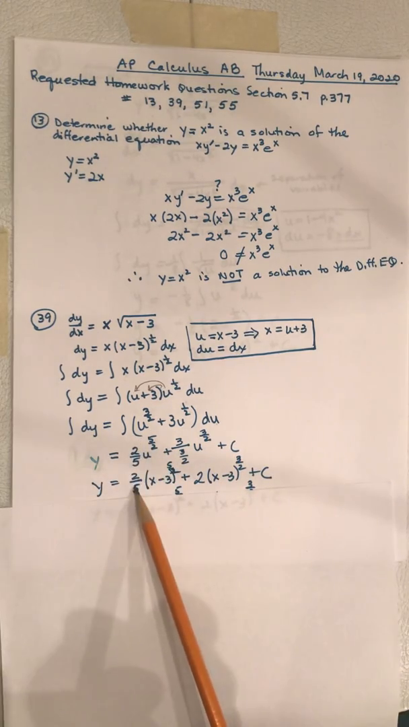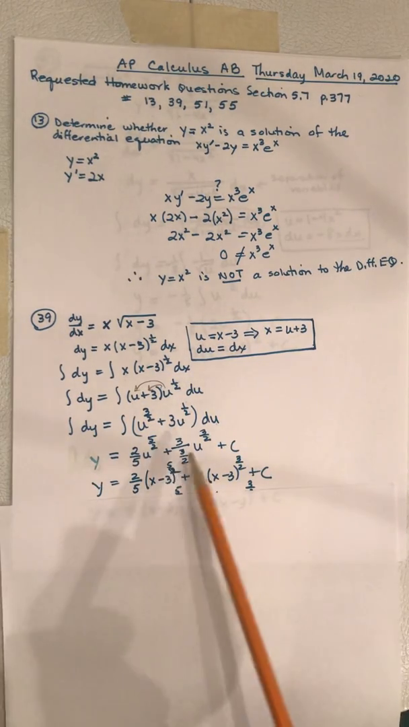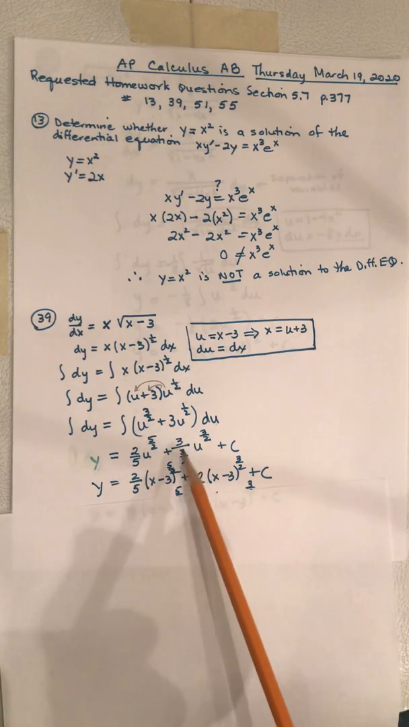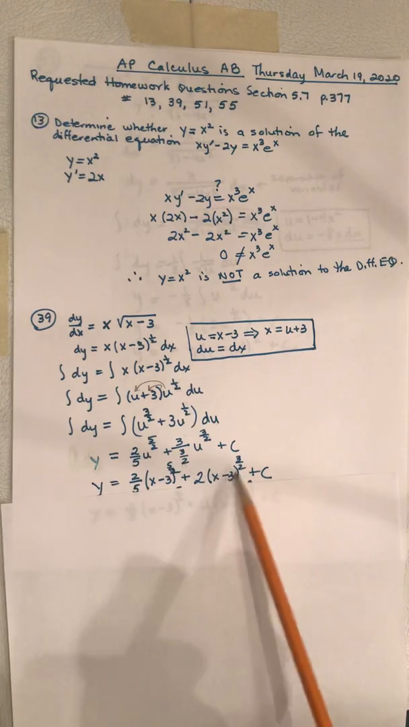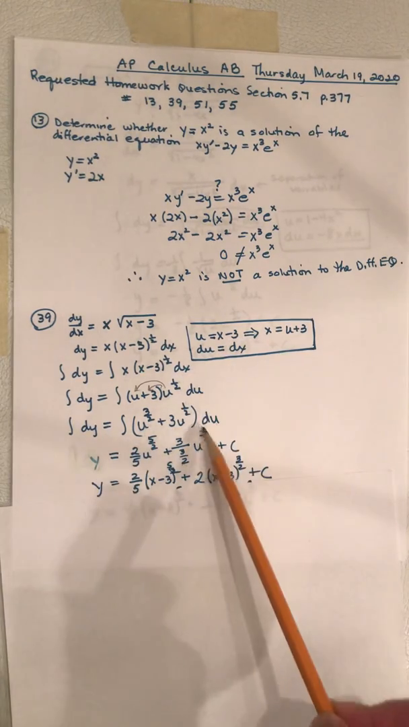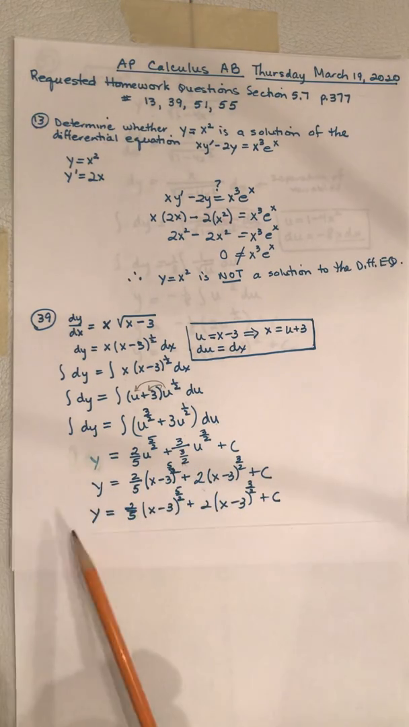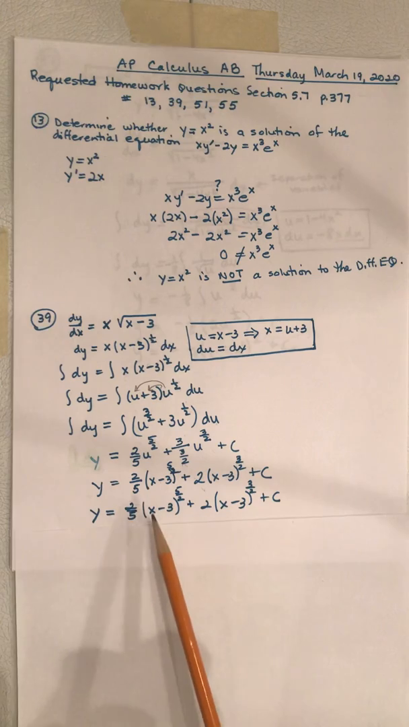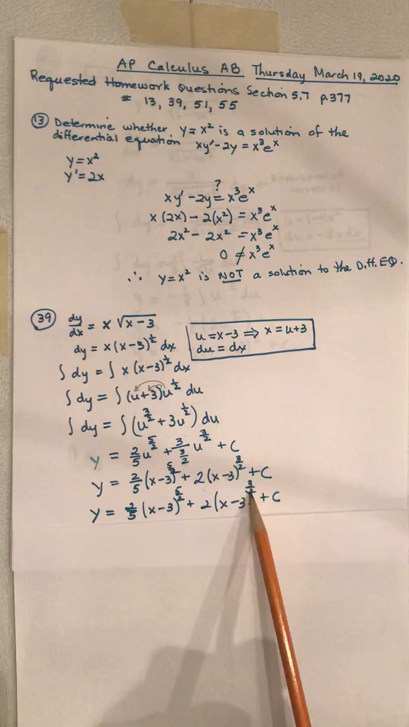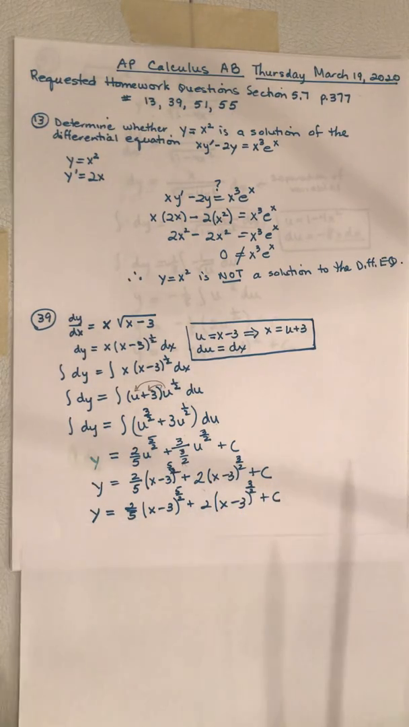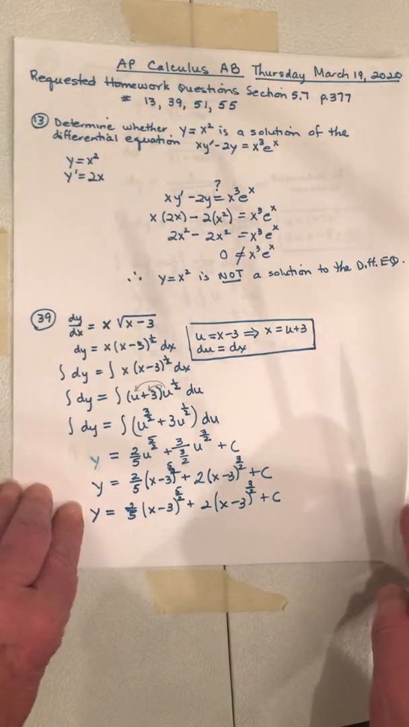We got 2/5. Our u is x minus 3. Our exponent is 5/2. 3 divided by 3/2 is the same as 3 times 2/3, which will give us 2. And our u again is x minus 3 to the 3/2 power, plus c. So y equals 2/5 times the quantity x minus 3 to the 5/2, plus 2 times x minus 3 to the 3/2, plus c. And there's the solution to 39. I hope some of you did get that problem out there. All right, let's move on to 51.